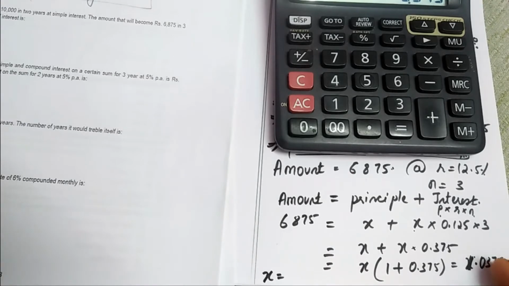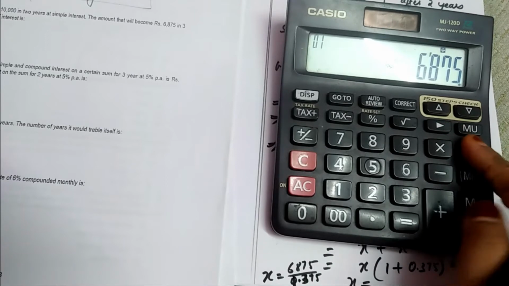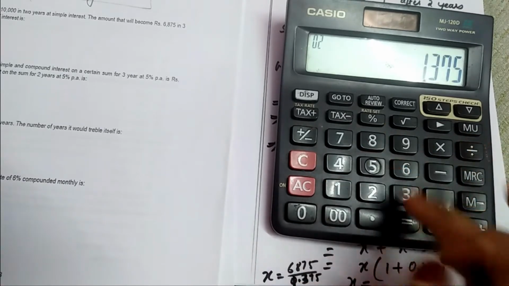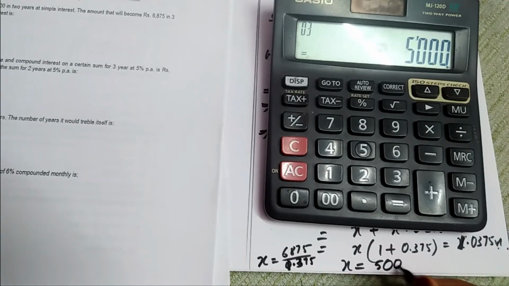Keeping x at this side, sending this to the other side, 6875 divided by 1.375. So the x value is nothing but, on a calculator, 6875 divided by 1.375. The answer is 5000.